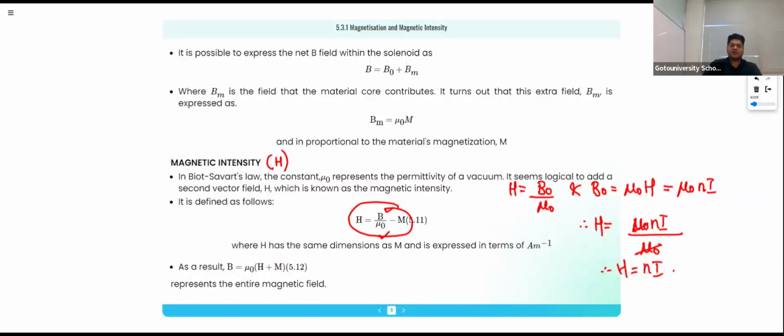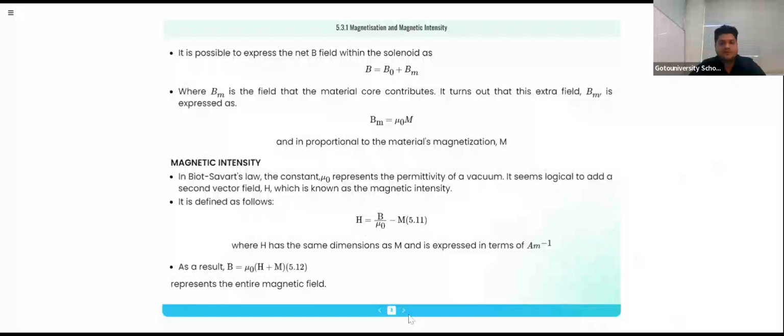Okay, I will be your current. Now, what is this n? N is the number of turns per unit length. So current is in ampere and n is the number of turns per unit length, so nI will be ampere per meter. So this is your magnetic intensity.